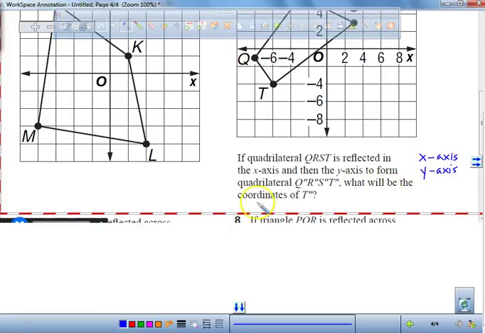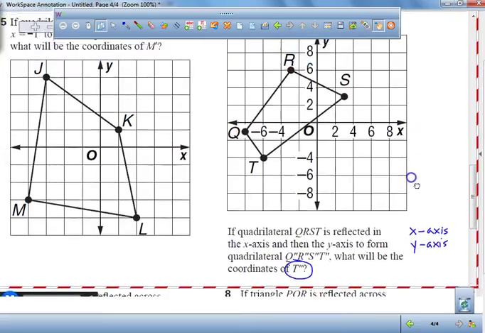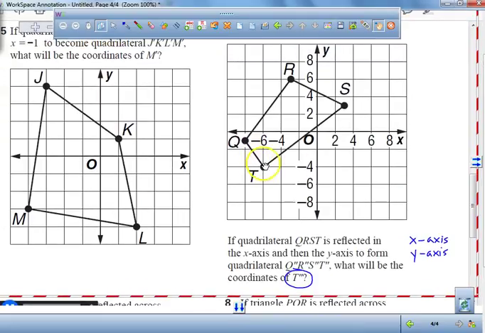It says, what will be the coordinates of T double prime? Why do they call it T double prime? Because it's not just one move, it's two moves. All right, here we go. So right now, grab the T. See the T right there? Now, where are we going to go across first? The x-axis. 1, 2, 1, 2.